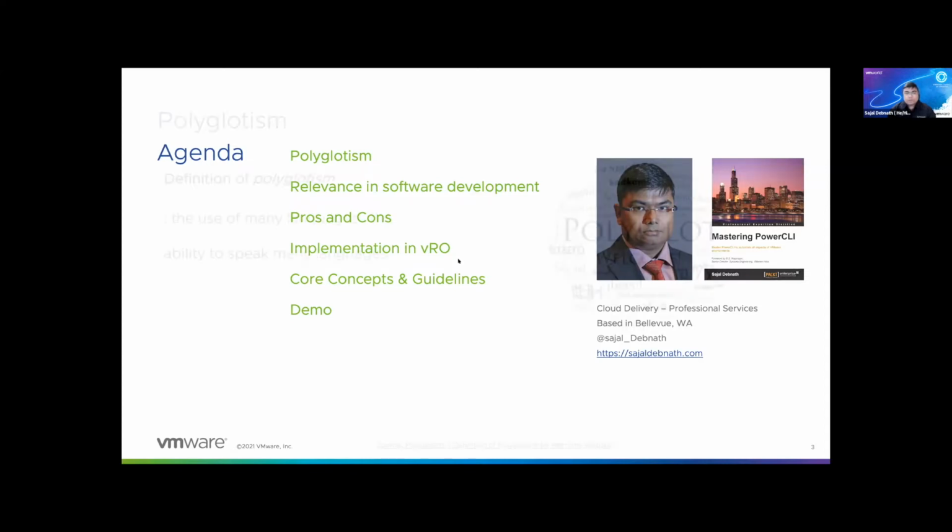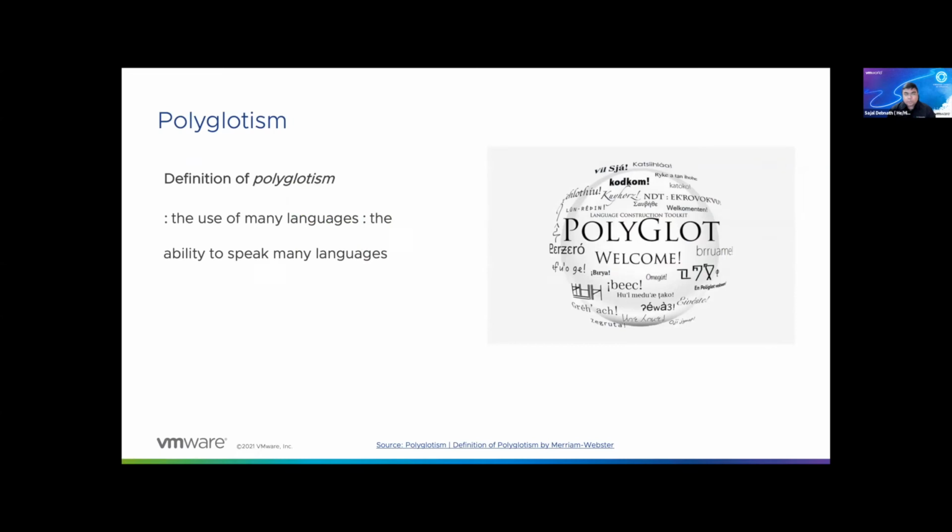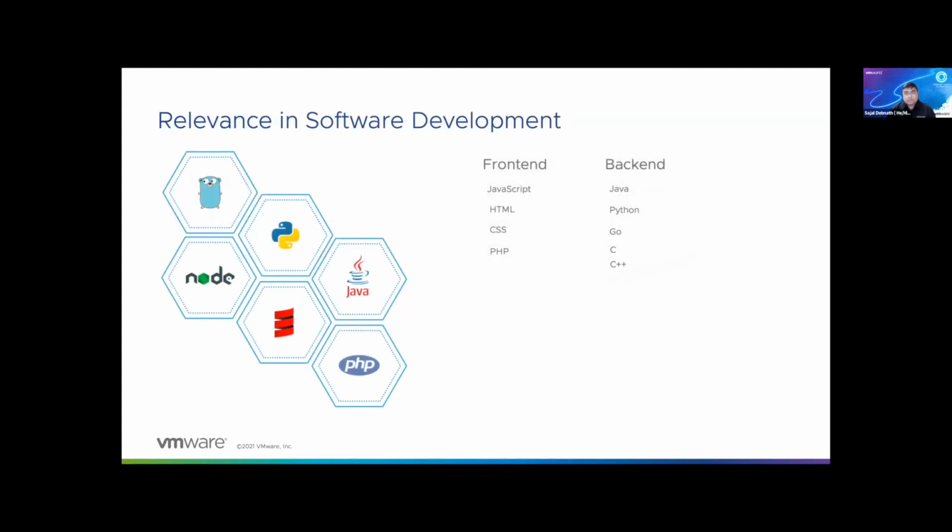So if I look into the formal definition of polyglotism, it's actually the use of many languages, and a person who has the ability to speak multiple languages is a polyglot. That's the formal definition of polyglotism, or what is a polyglot. Now, what is the relevance in software development? Traditionally, we have noticed that there are certain languages which are geared towards front-end development, and there are certain languages which are back-end development.